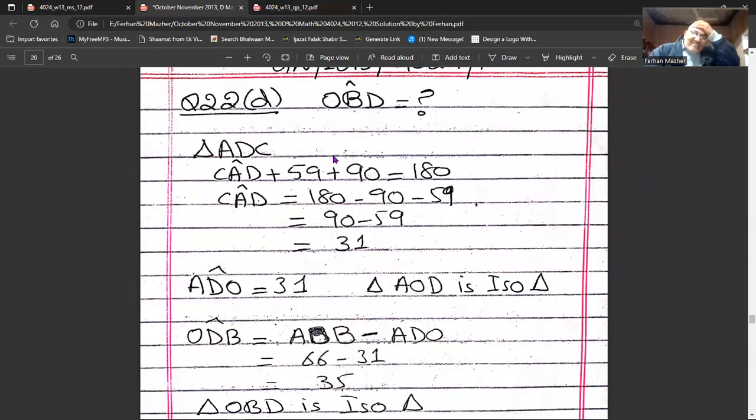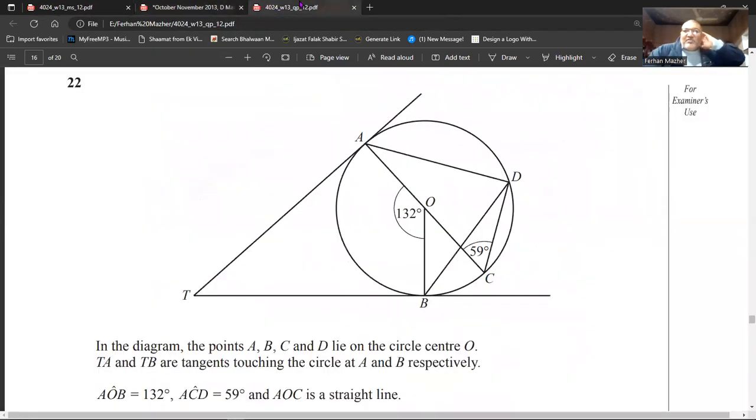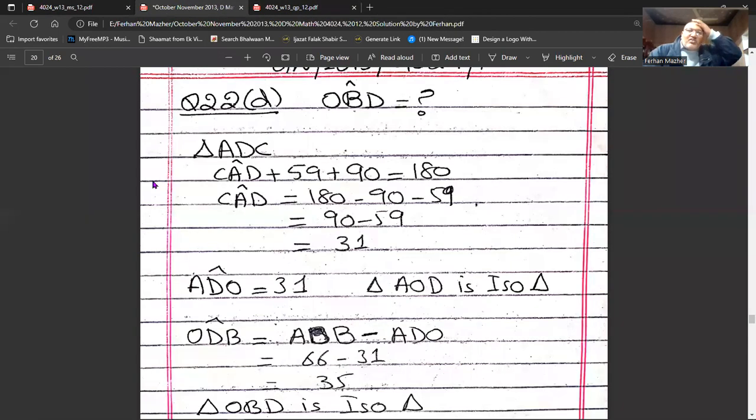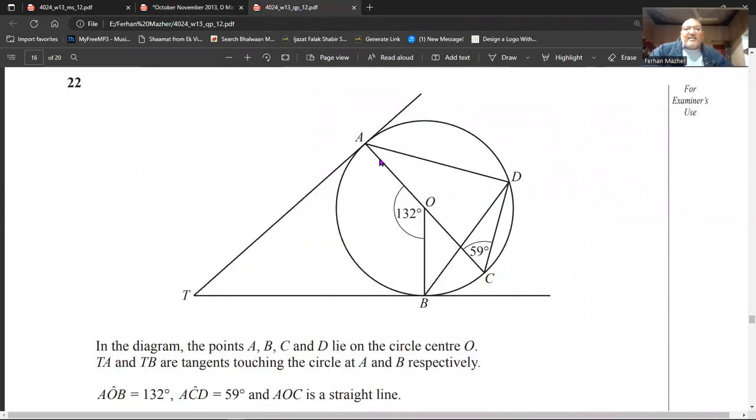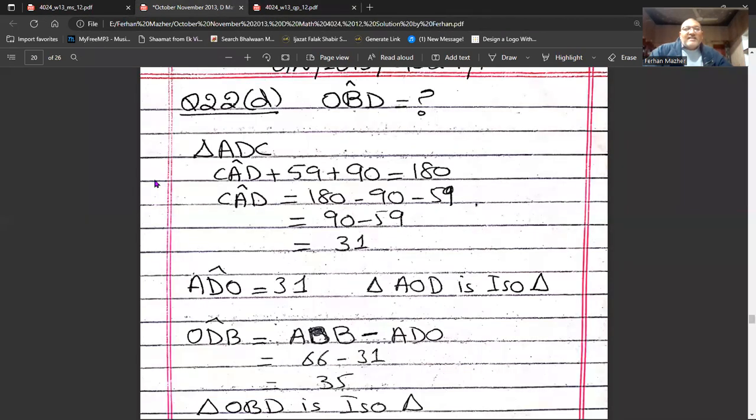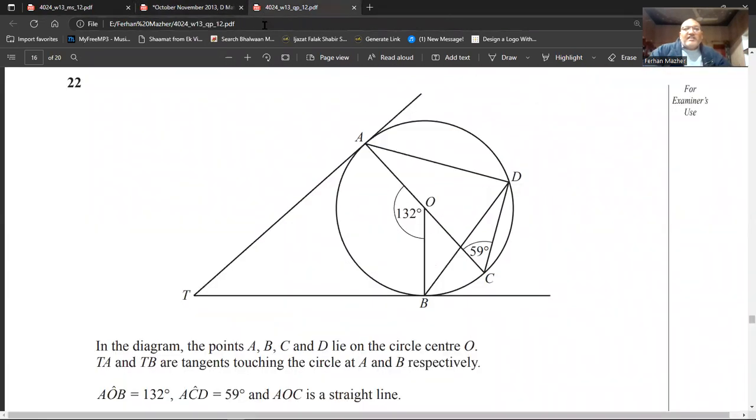So the OBD is the question, and the triangle ADC. If you look at the triangle ADC, this is the diameter, so this angle is 90. This is 59. So I can find out this angle at A. So CAD plus 59 plus 90 equals 180. So the CAD will be 180 minus 90 minus 59, so it will be 90 minus 59, and that will be 31. So the CAD angle, the angle here, will be 31. Then the ADO will also be 31. The ADO, I join this line.